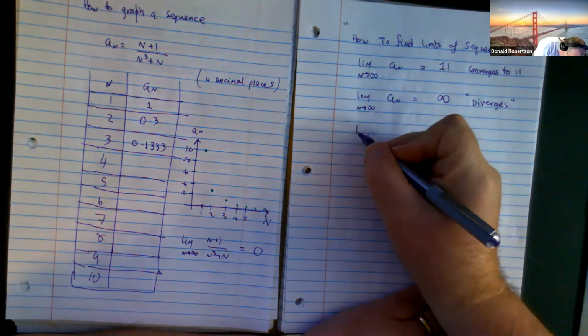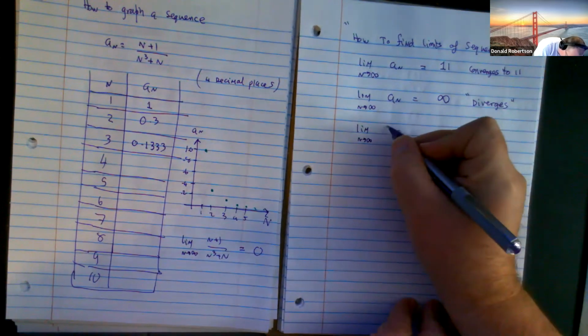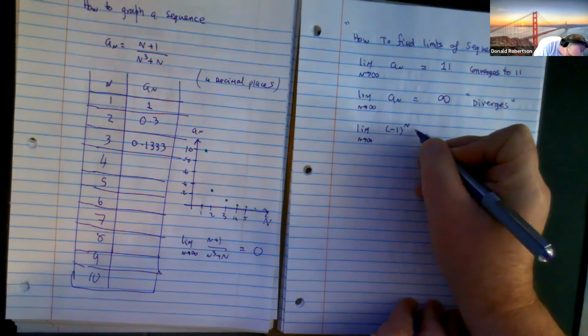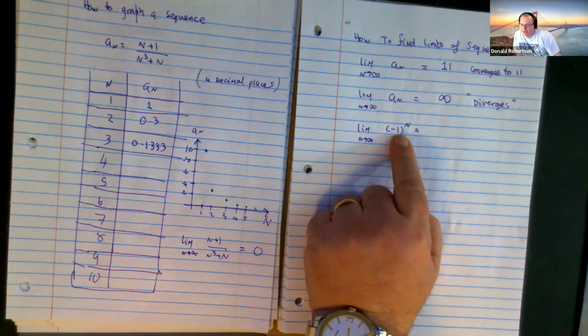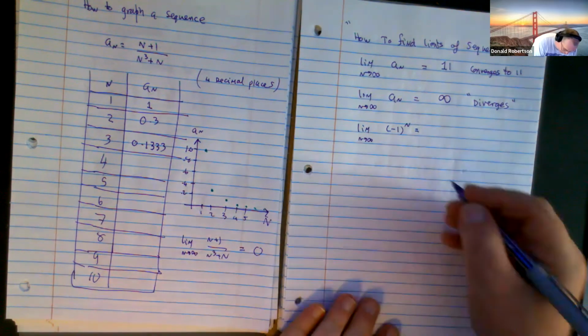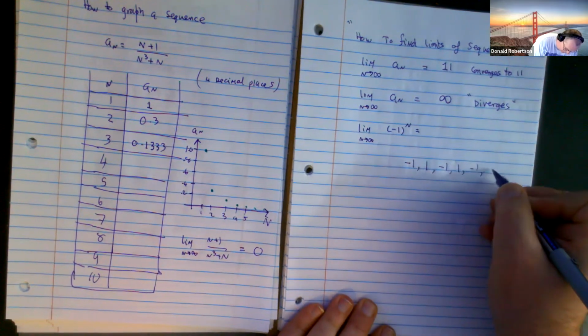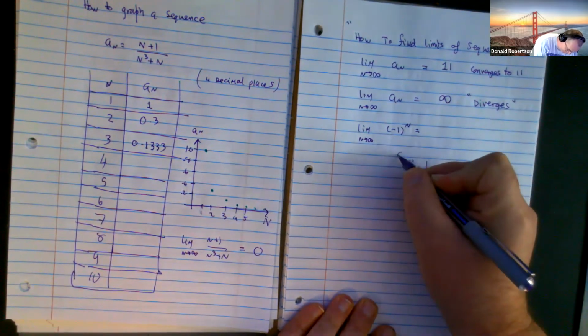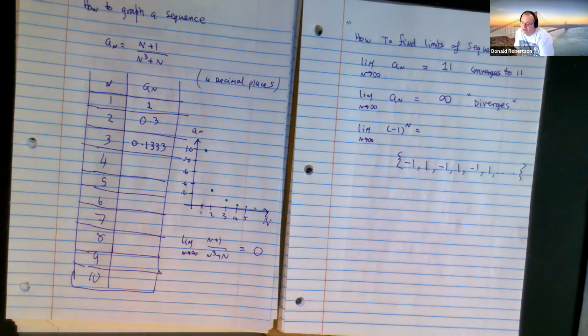Now, I said there were 3 possibilities because I just thought of one more. And this is an example of it. Here's the sequence. If you write that sequence down, this is what you get for eternity. Would you agree that that sequence has no limit? Doesn't it bounce between 2 numbers? It has no limit. Would you also agree that it's not infinite?